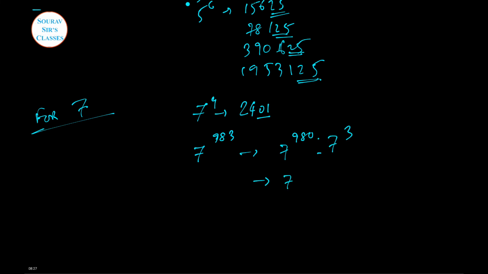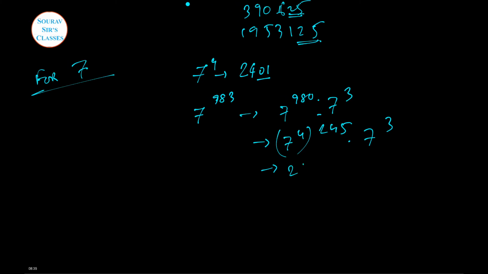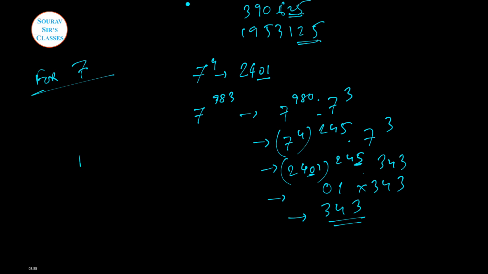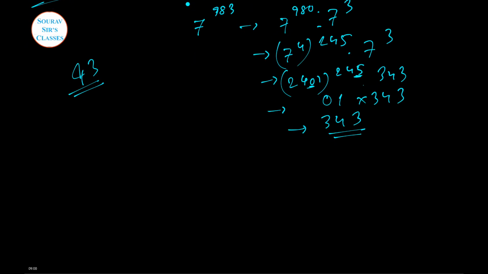So this is 7 to the power 4 into 245 into 7 cube. So 2401 whole to the power 245, and 7 cube is, as we know, 343. So 01 follows the pattern 1, and the product of 5 and 0 is 0, into 343. So the answer is 343. So the last 2 digits are 4 and 3. Very easy. Even if it is for 497, 792, it doesn't matter. We always follow the same pattern. All you need to do is to multiply it twice.